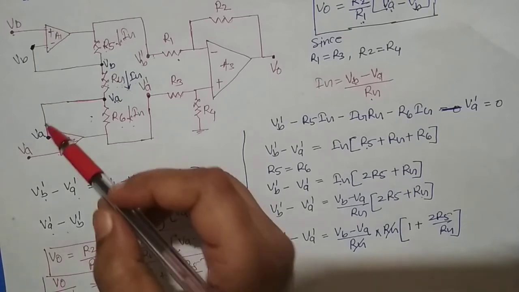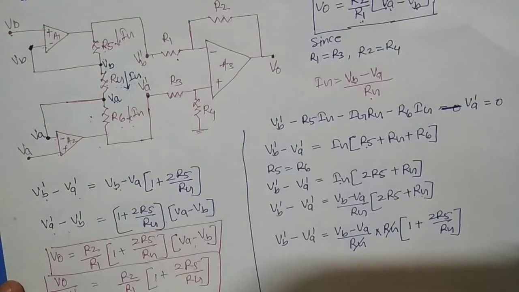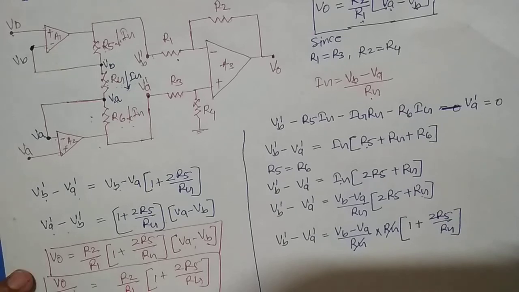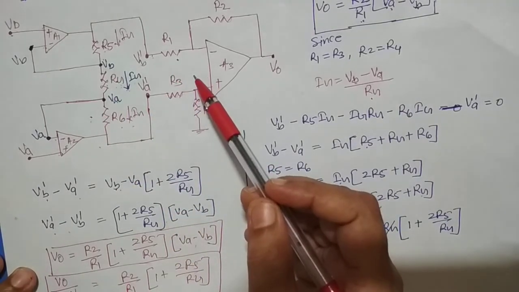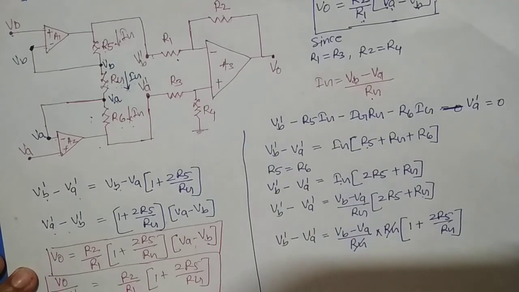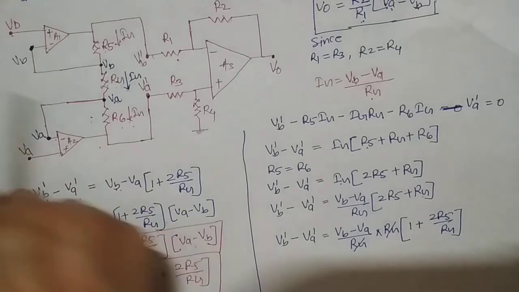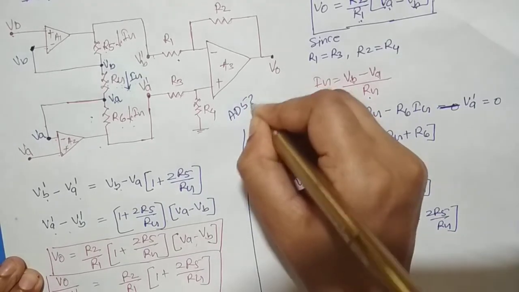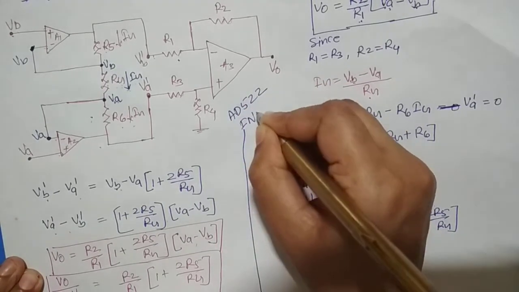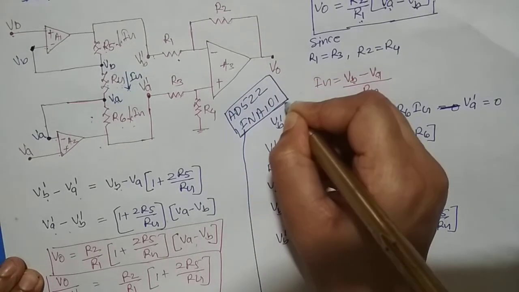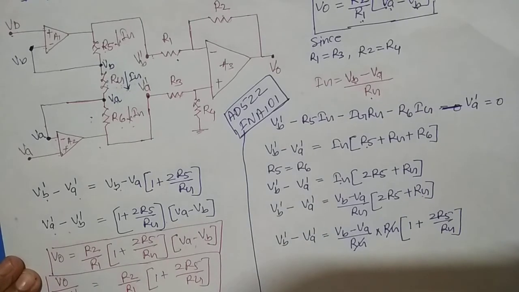There are three op-amps used to draw this circuit. That's why it is also called triple op-amp instrumentation amplifier. And this triple op-amp instrumentation configuration is also available in IC form from various manufacturers. And the familiar examples are AD522 and INA101. These two are ICs of this instrumentation amplifier.